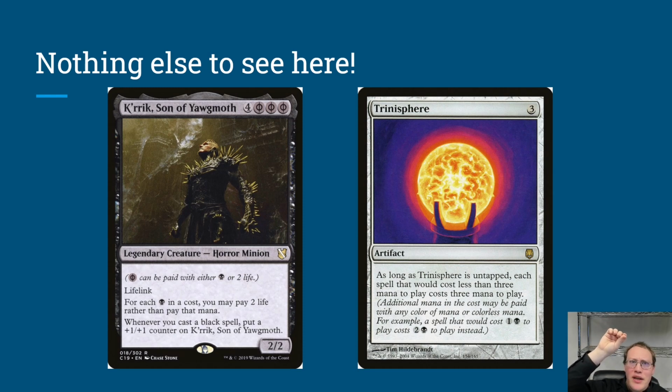So with that being the case, the next important step in the process is we're going to decide how much it is going to cost to cast the spell. At this point, we're not going to have any cost reducers or cost increasers. We're just going to have Trinisphere. And Trinisphere is going to see we're paying 1, and we're paying a black, and we're paying 2 life. And that is less than 3 mana. So I'm going to say we're paying 2 and a black and 2 life.